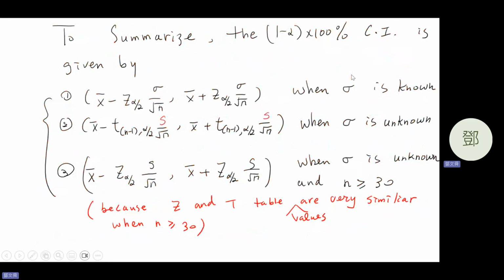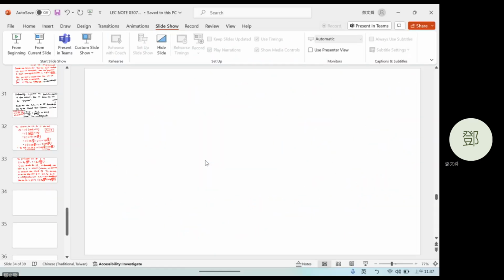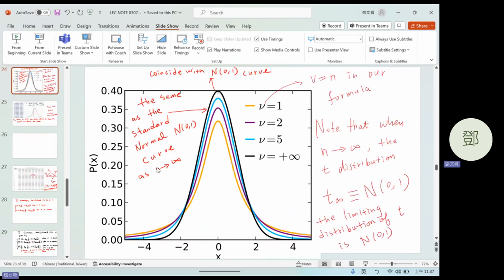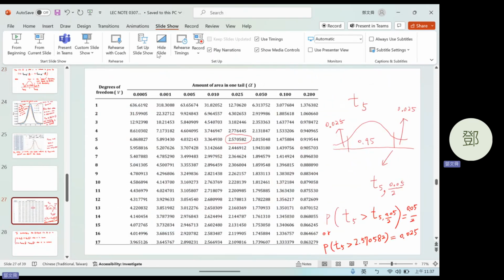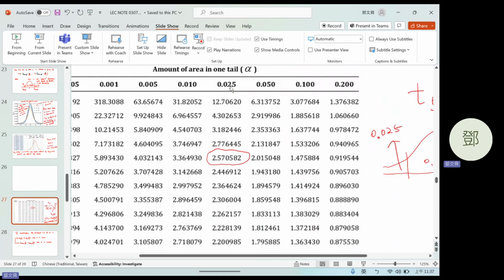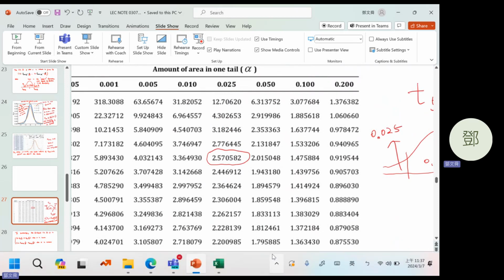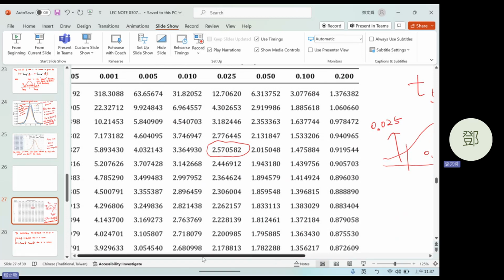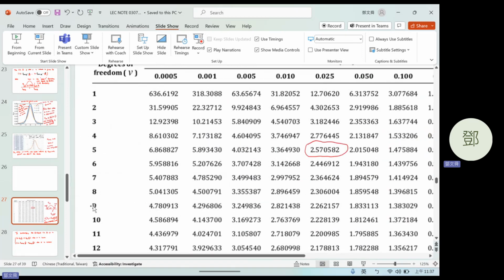Please go to the table here. Table here. You see this? The table. 0.025 here. Please go to degree of freedom 9 here. It is 2.26.